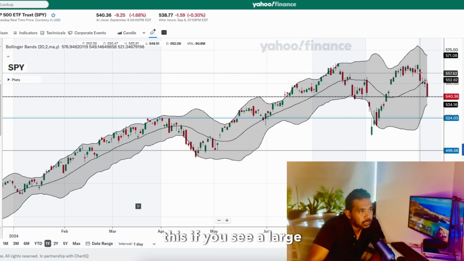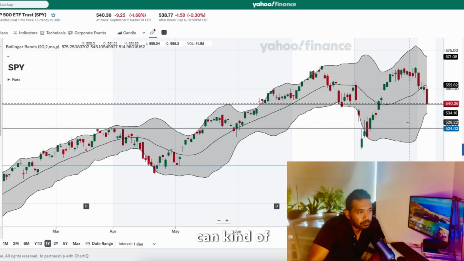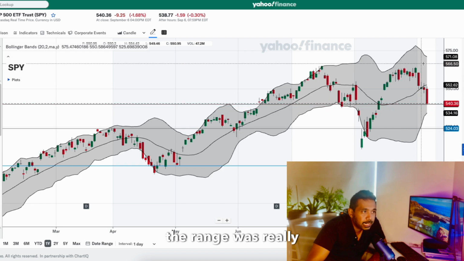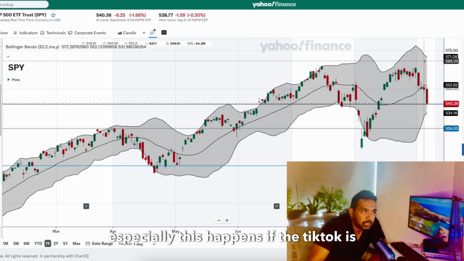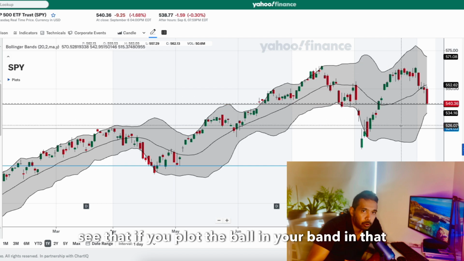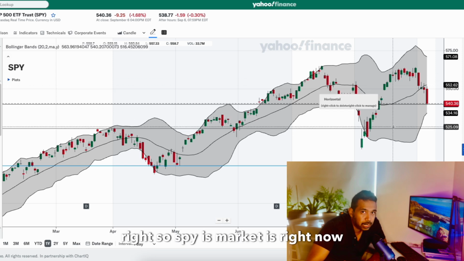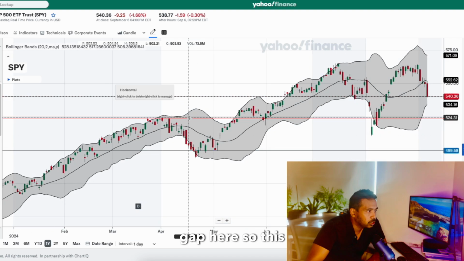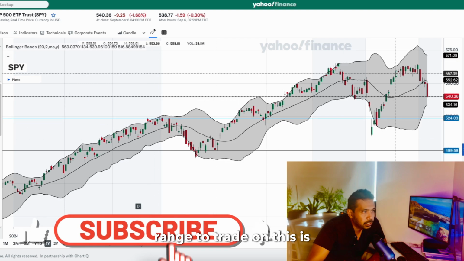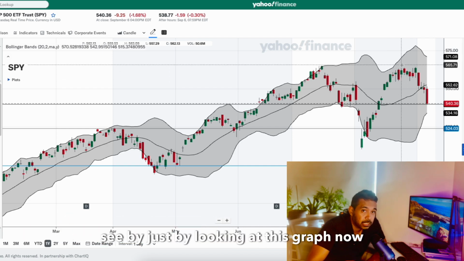And if you see a large gap with the standard deviation, that means you can kind of ignore this period, because the standard deviation was so high that the range was really high, right? Especially this happens if the stock is very volatile. Let's say for example Nvidia, right? It's kind of volatile right now, so if you plot the Bollinger Band on it, you will see a very large deviation. The SPY market is volatile right now, that's why you see a very large gap here. So this thing that you see, a very consistent pattern, is a good range to trade on. This is a difficult market, guys, to trade on. You can clearly see by looking at this graph.